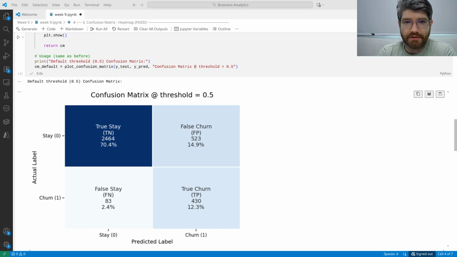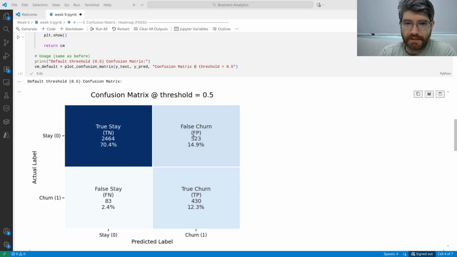First, let's interpret what we see. We see the true negative, true positive, false negative. Let's start with true positive. True positives are correctly predicted churn. So, hey, this customer is leaving, let's offer a discount. True negative, correctly predicted stay. So, no action needed here.